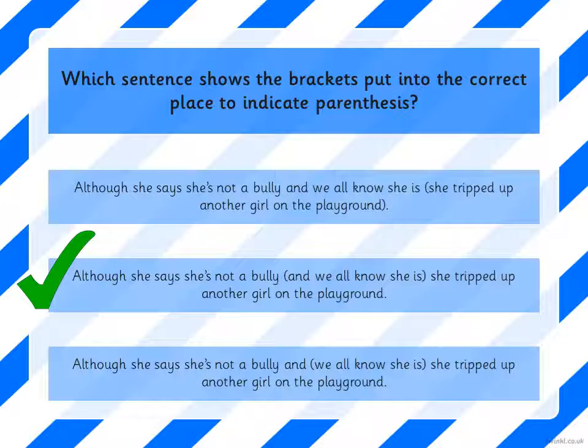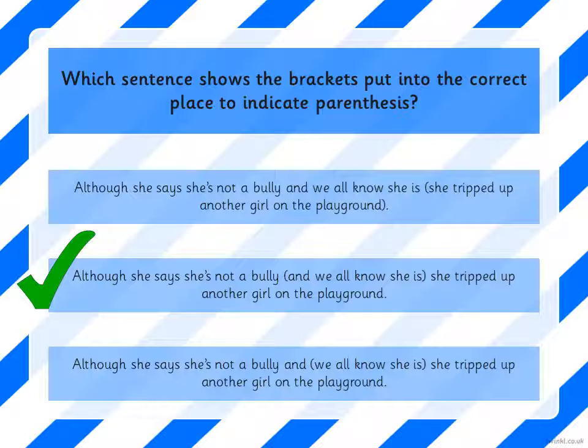And if I took it out of the sentence, I would have, although she says she's not a bully, she tripped up another girl on the playground, which still makes sense, and it gives me all the information I need. So the middle one is the one you should have had. The first one doesn't really make sense because without the extra information in the brackets, it's not a main clause.